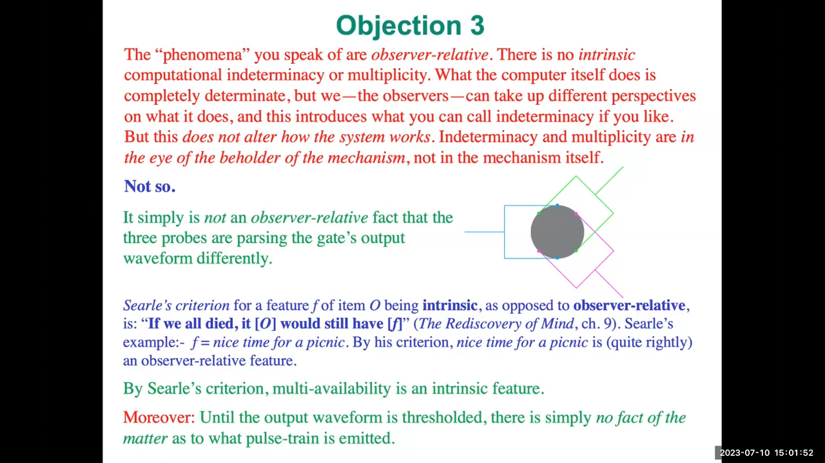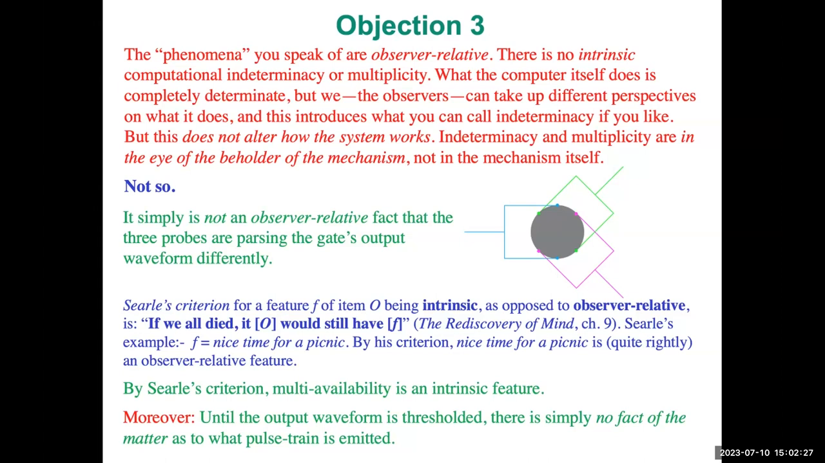Once you attach the probes, then you've got different pulse functions. And once you do the labeling, you've got different Boolean functions. So you've got determinate multiplicity. While the probes aren't attached, I see no reason to say that you haven't still got computation. It's a gate, a standard computational device. But there's no fact of the matter as to what pulse train it's emitting.